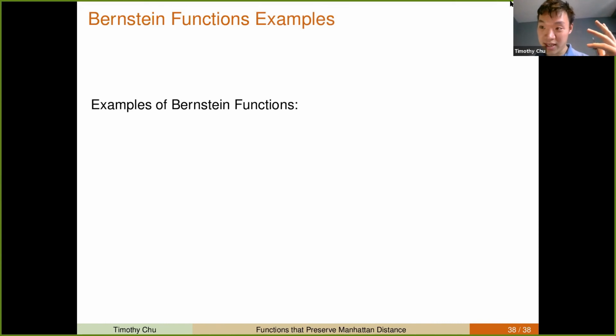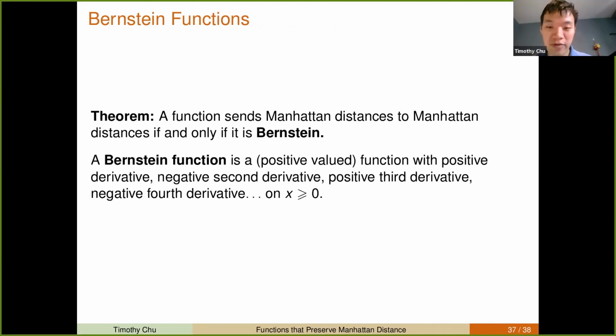I think one of them was already said, x to the s for any s between 0 and 1. Anything else? Like a lot of polynomials could work. Like any linear function. Sorry, not any linear function, because your first derivative would be positive, and we want our first derivative to be positive.